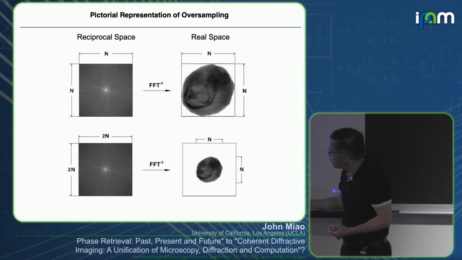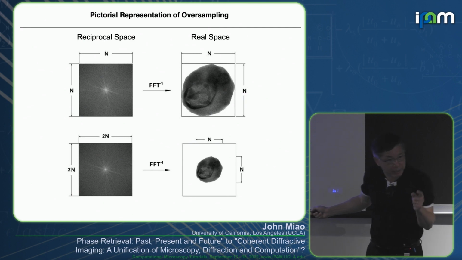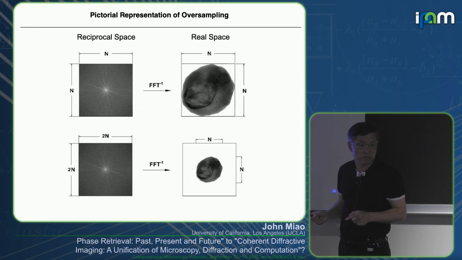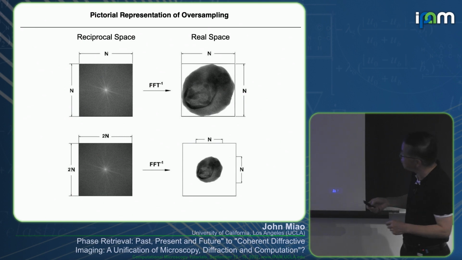Now, if you can get the correct phase information, this region turns out to be zeros. Mathematically, it must be zeros. This is actually mathematically very easy to show.